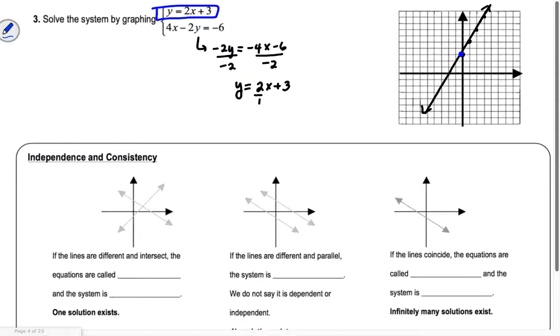All right, if I graph that one in another color, it's exactly the same line. So they overlap. So every single point on that line is a solution, okay? So we say infinitely many solutions.